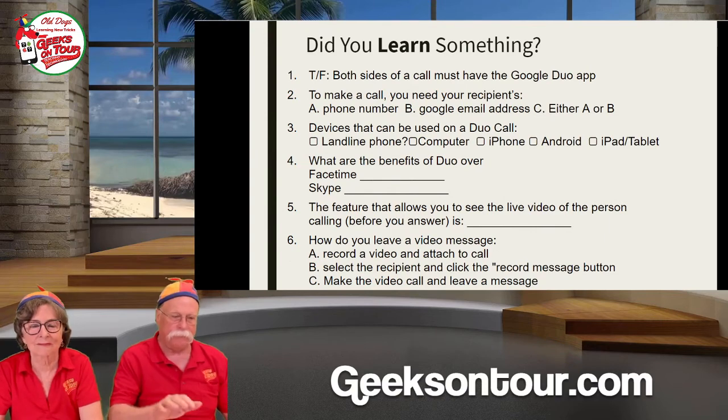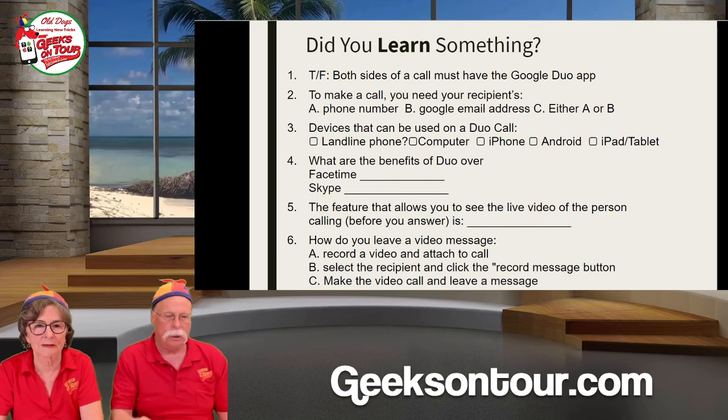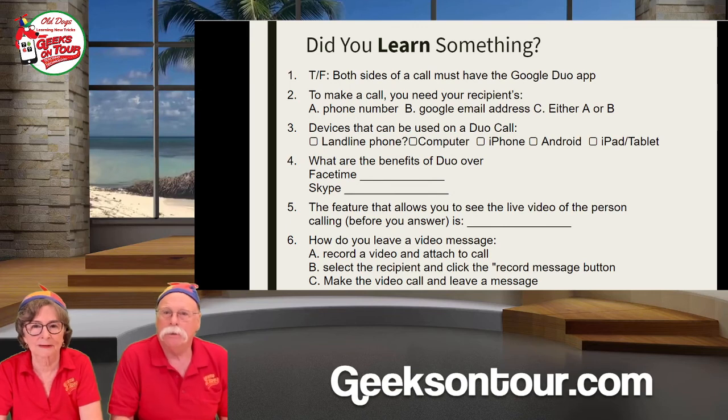And how do you leave a video message? A, record a video and attach the call. B, select the recipient and click the record message button. Or C, make the video call and leave a message. That would be B, select the recipient and click on send a video message. Now I did show you that out of the choices there, that is it, B. But I did show you that you can do that ahead of time and then click the person. But you can do that either way. So you can drag down or slide down.